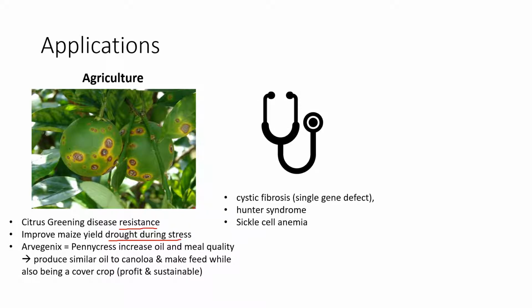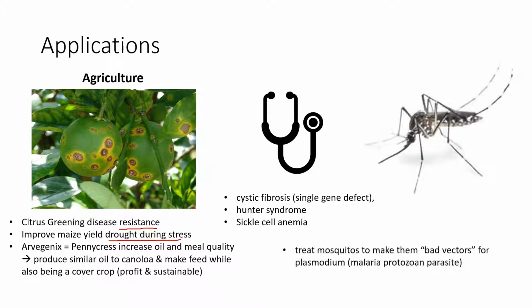This is being applied more and more into the medical field. So you can look at cystic fibrosis, single gene defects, and other diseases like Hunter syndrome, sickle cell anemia. And we can treat mosquitoes. They've been using CRISPR to treat mosquitoes to make them bad vectors so that hopefully one day they can't spread plasmodium, which is malaria.